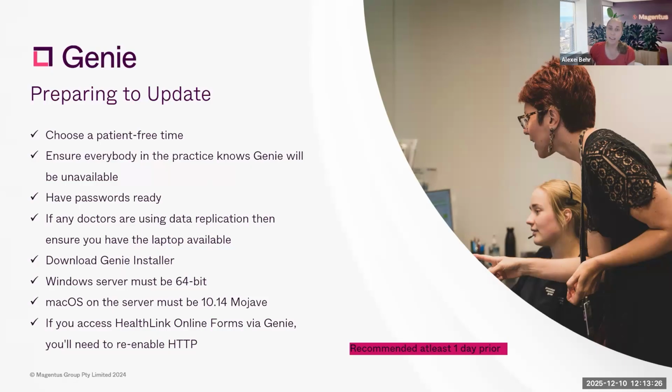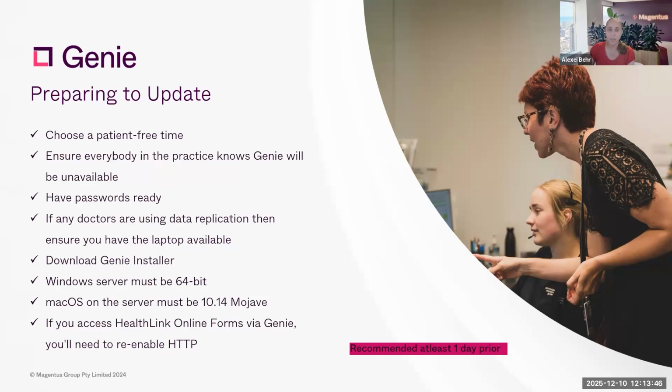If your server is a Mac, then it needs to be running Mojave for the move from version 9 to 11, as this is the only system able to run both those versions of Genie. Then once the update to version 11 is complete, you'll be able to update your Mac to the latest system to take advantage of their new features.